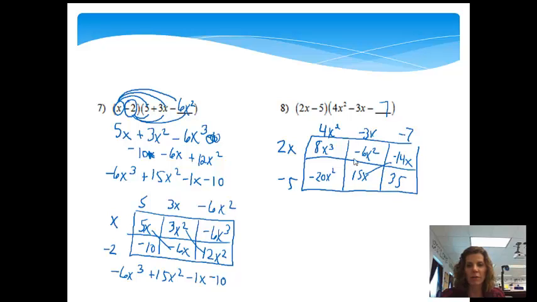All right, we've got our like terms going diagonally again, starting with 8x cubed, a negative 20x squared, and a negative 6x squared will give me negative 26x squared, and then 15x and a negative 14x will give me a positive 1x, and then plus 35. So there we go, we have it. So hopefully now you're getting really good at multiplying polynomials.